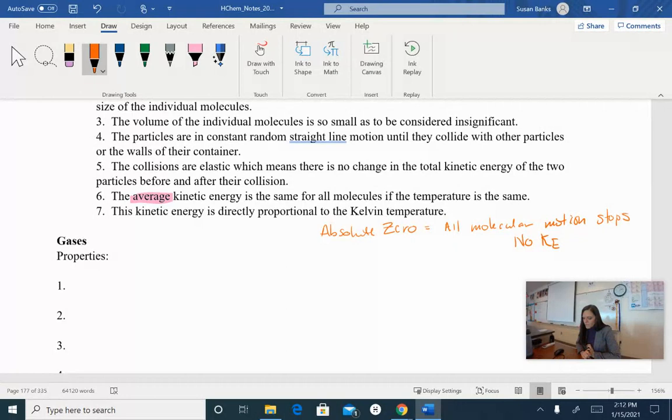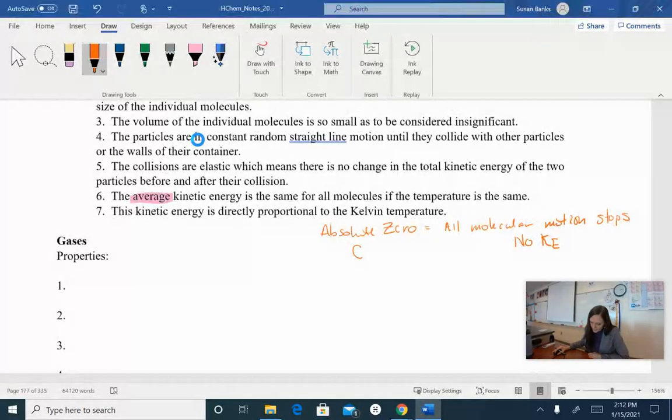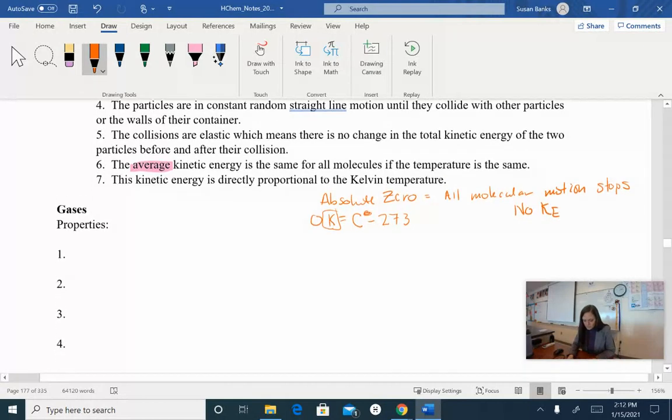Zero kinetic energy. So if we put that on the Celsius scale, 0 Kelvin is equal to negative 273 degrees Celsius. Now notice when we do Kelvin, we do not put this little degree or this little o on there. It's just Kelvin. Okay? So let's talk about gases really quick.